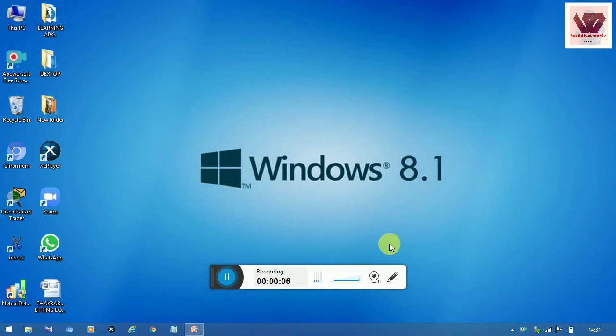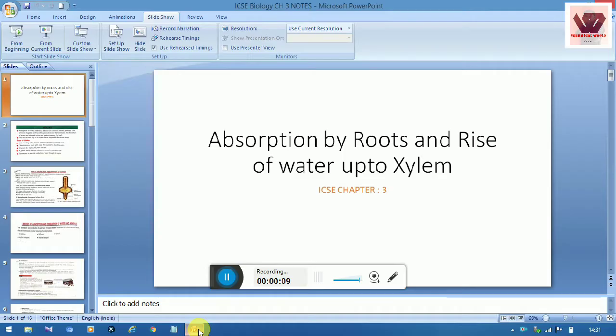Today I will start a new chapter of biology. So let's see. Today I will start absorption by root and rise of water up to xylem. This is ICSE chapter 3, right? Now I am moving to the next slide.